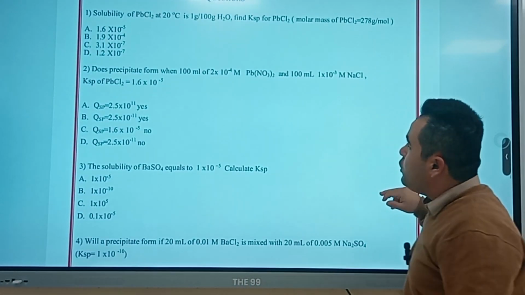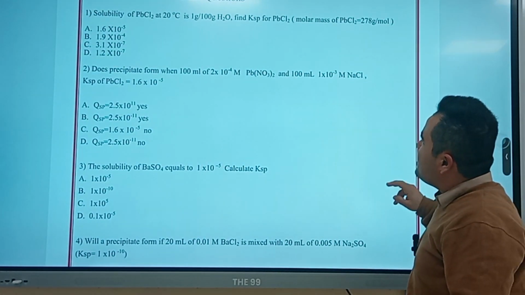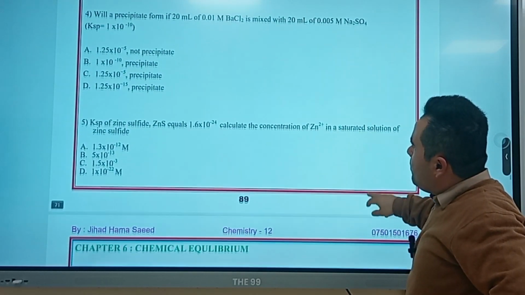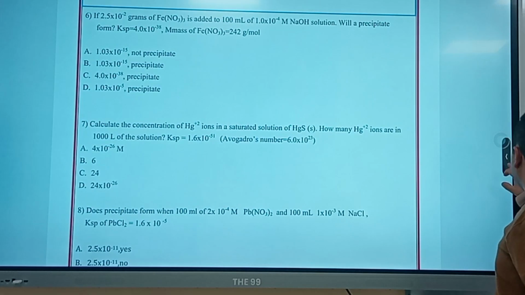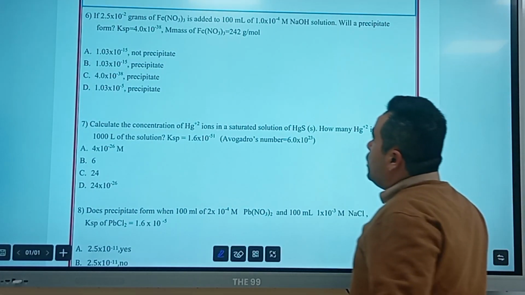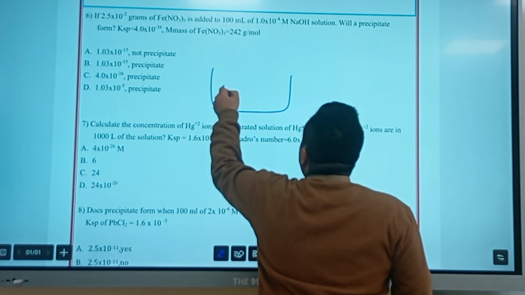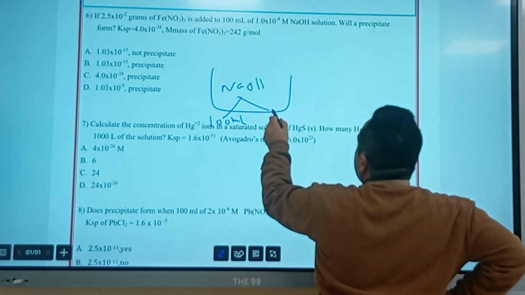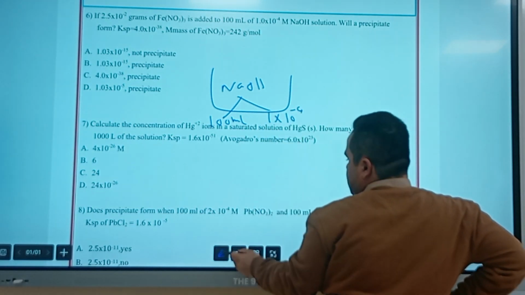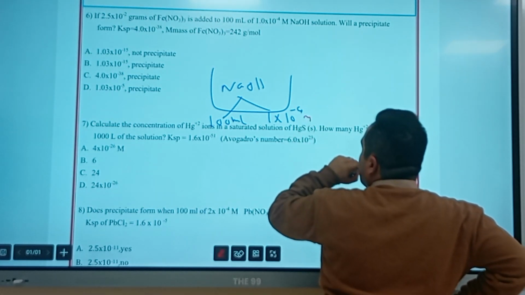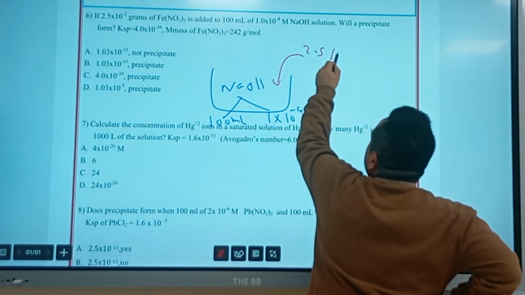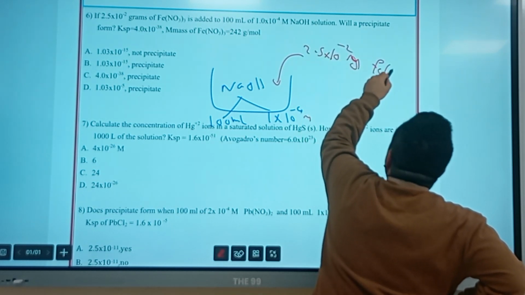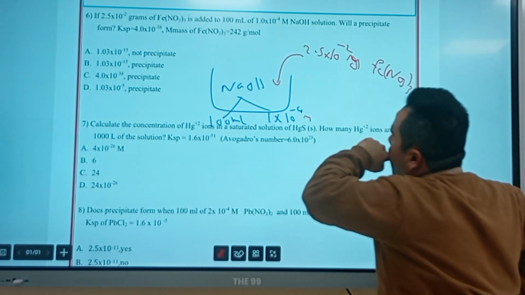Let us solve some ministerial exam questions. Guys, I will not be solving the first one because we have already solved it. I will be solving some new ministerial exam questions. Question 6, guys. Question 6, we have got a solution of NaOH. The values given are 100 milliliter with 1 10 to the power minus 4, which is the molarity given, and added 2.5 10 to the power minus 2 grams of FeNO3 by 3. Okay, guys.